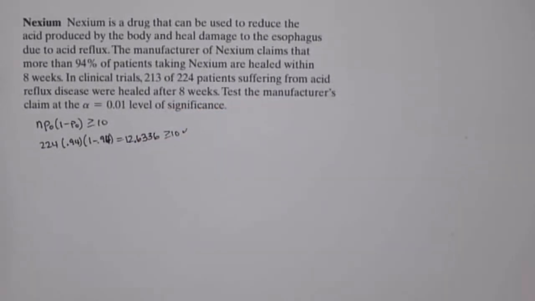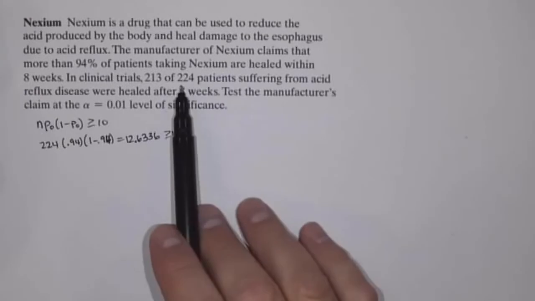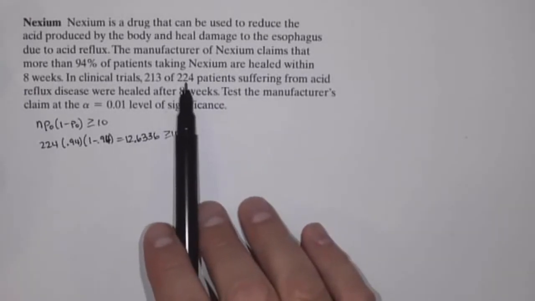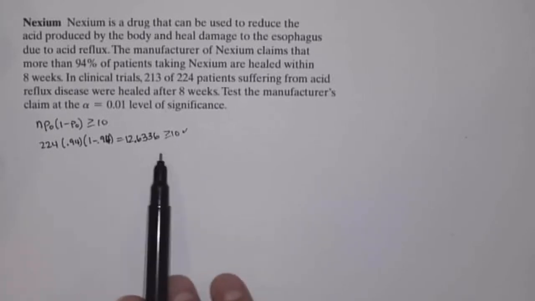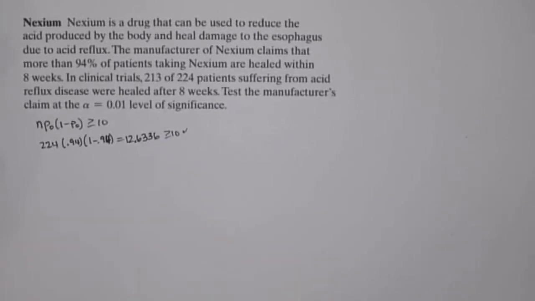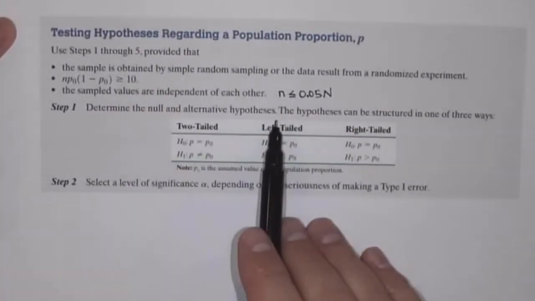And the third condition is that the sampled values have to be independent of each other. In order for that to happen, we generally make sure that our sample size is less than 5% of the population, and certainly 224 patients is less than 5% of the population of patients. So we'll accept that that's true as well. The main one that we're going to check here is this condition, that it needs to be bigger than 10. So now that we have that decided, we need to determine the null and alternative hypotheses.